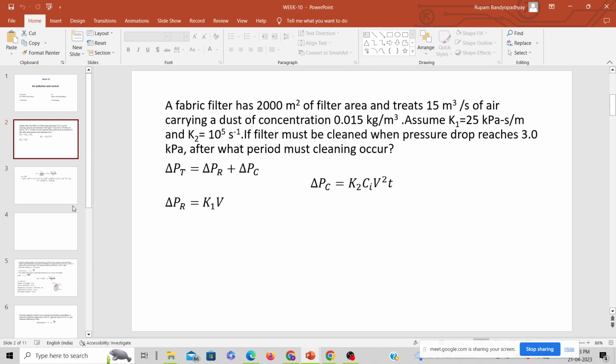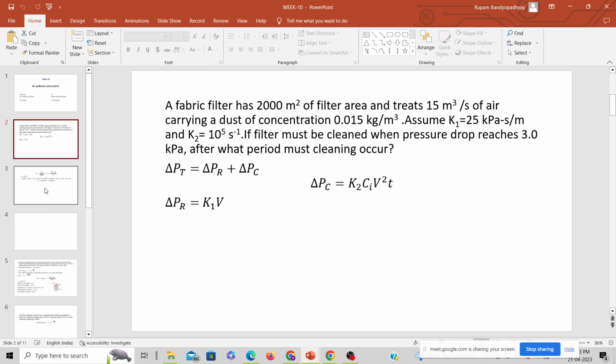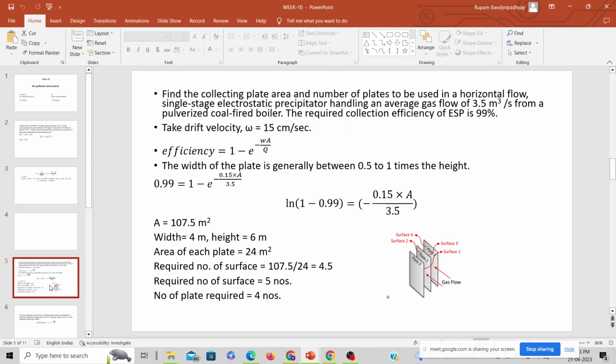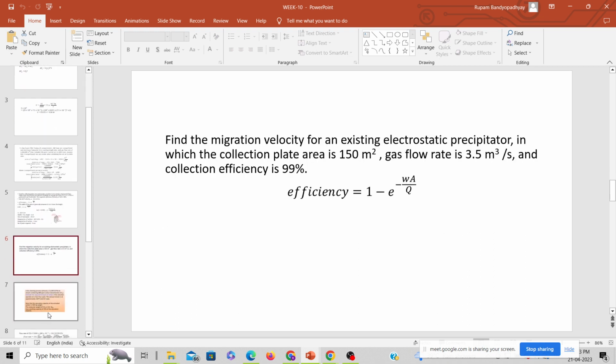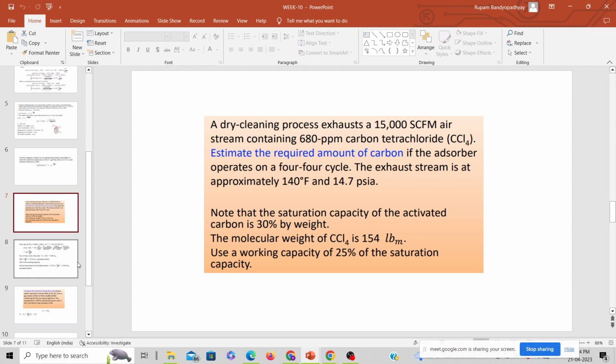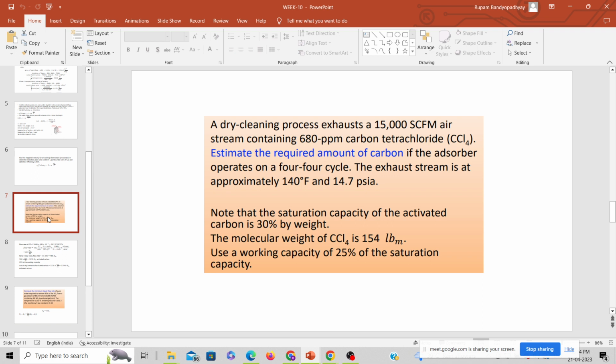There are many other air pollution controlling devices, like filters, scrubbers, condensation processes and absorption processes. So different processes are there. You just go through these processes, and the numericals related to these processes we already discussed.